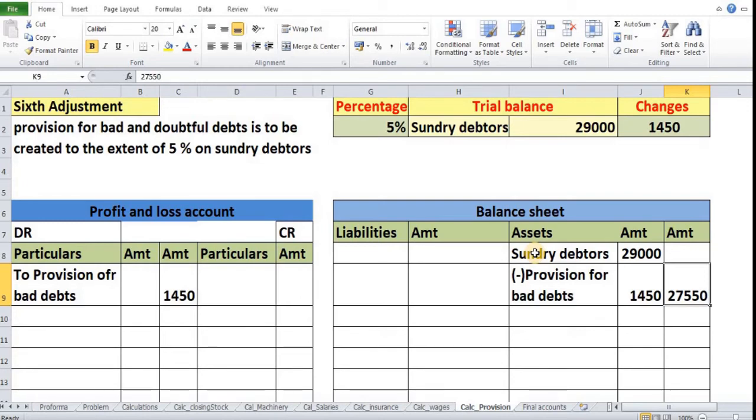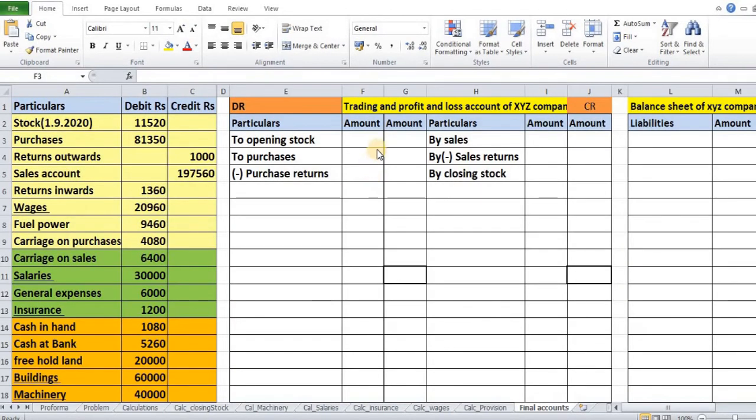Now we are done with the calculations part. Now we will see how to prepare trading profit and loss account and balance sheet along with the adjustments. To make things clear, I have used different colors to identify trading profit and loss account and balance sheet. Yellow is for trading account, green is for profit and loss account, and orange is for balance sheet. I have made separate videos on trading account and profit and loss account. Please watch them to understand these two accounts better. I will leave the link in the description box.